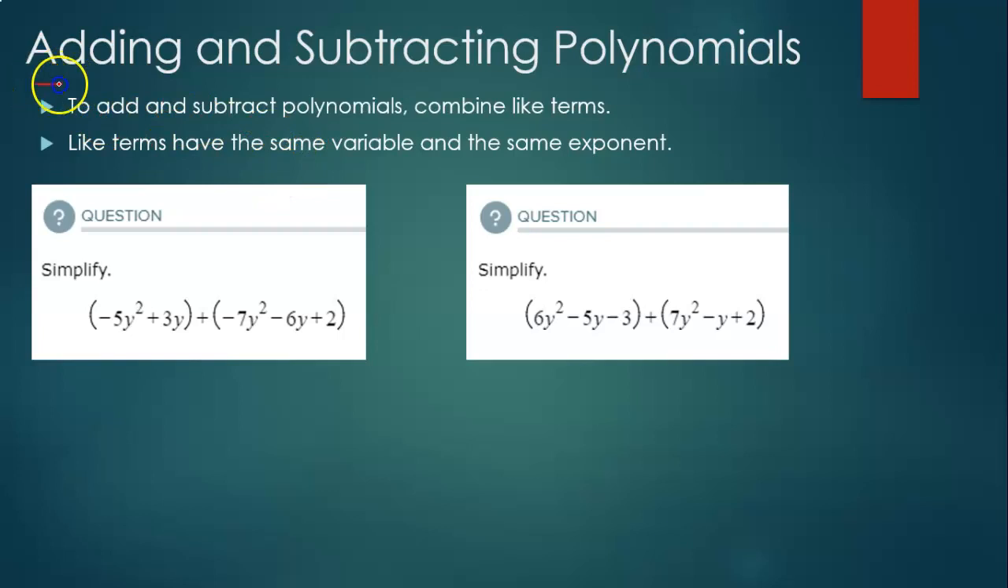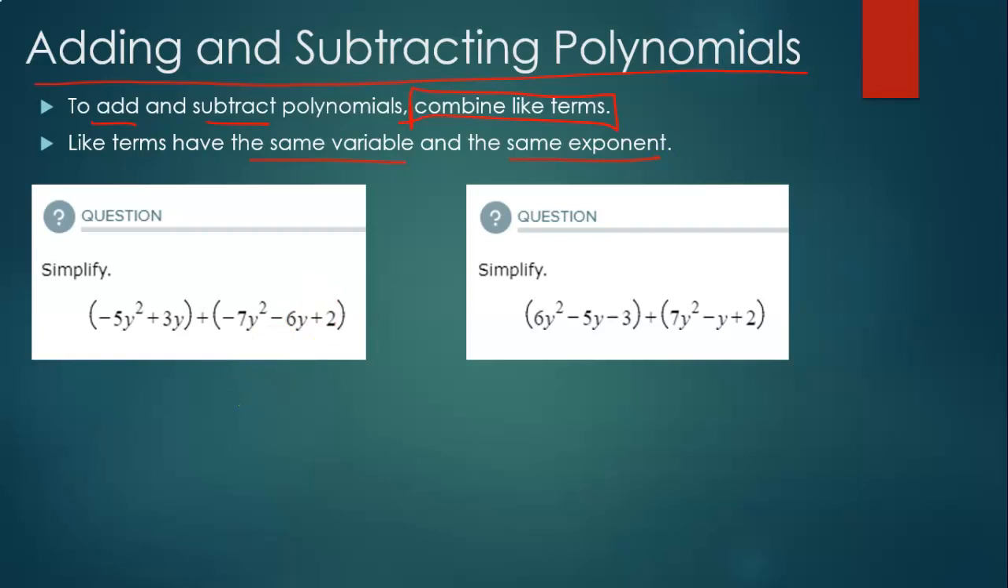All right, new topic, adding and subtracting polynomials. To add and subtract polynomials, combine like terms. So I want you to write that down, that you've got a new topic on adding and subtracting polynomials, and that you should be combining like terms. You also need to write down your definition of like terms. Like terms have the same variable and the same exponent.